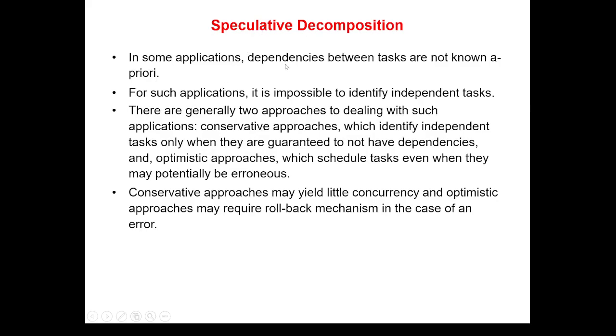Okay, in some application, kita pergi pada speculative. Okay, in speculative decomposition, some application depends on the task which is known as a priority. Okay, tasks are not known as a priority. For such application, it is impossible to identify the independent tasks. Okay, they are generally speculative ni dia ada dua. Satu we call as a conservative approach. Okay, di mana conservative approach ni, they identify the independent task only bila they guarantee they do not have any dependency.